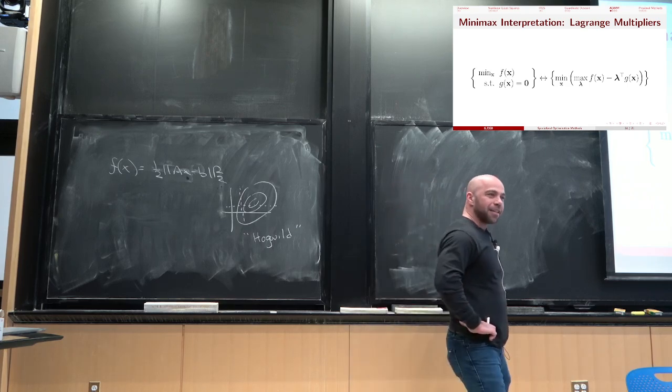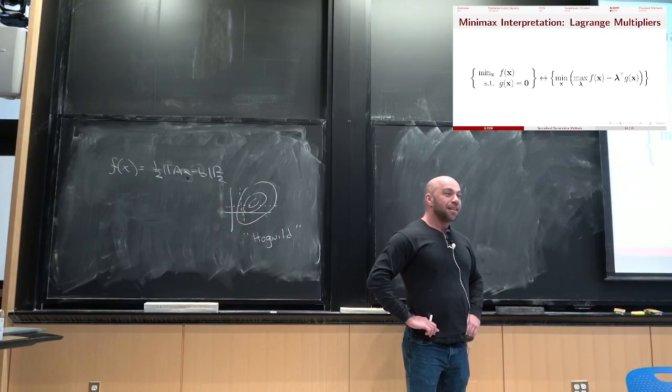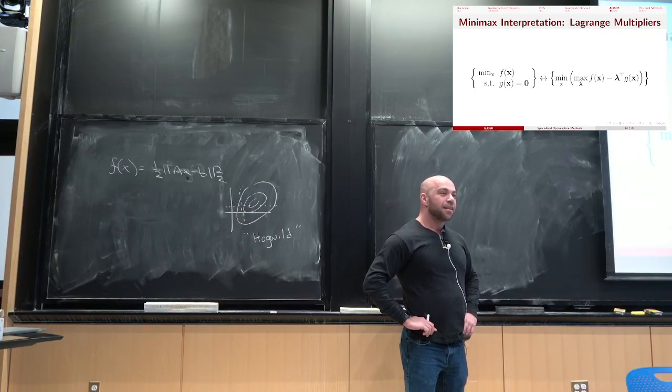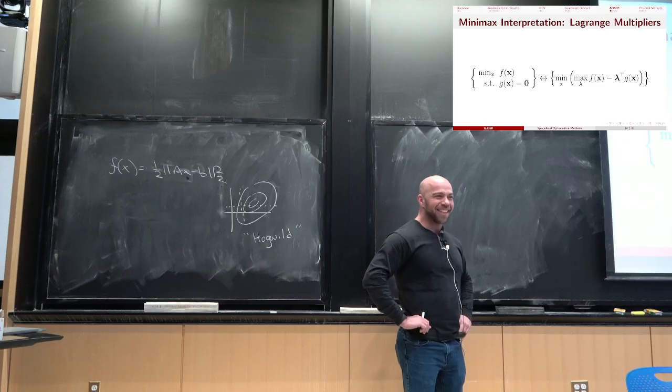Yeah? Okay. Yes, you look confused. What happens if there is no point such that g of x equals 0? Then, yeah, that's called infeasible, and you shouldn't be solving this problem to begin with. Yeah, good question.